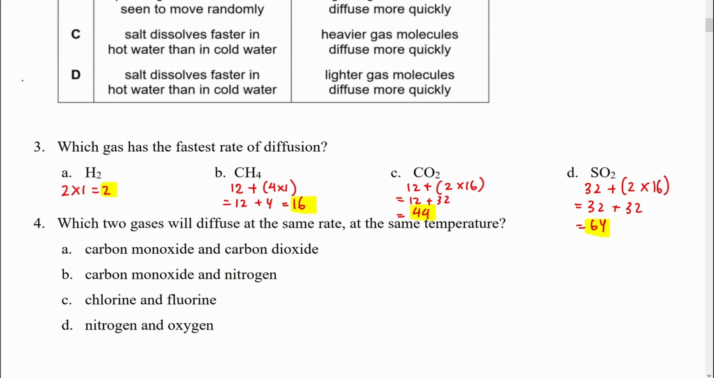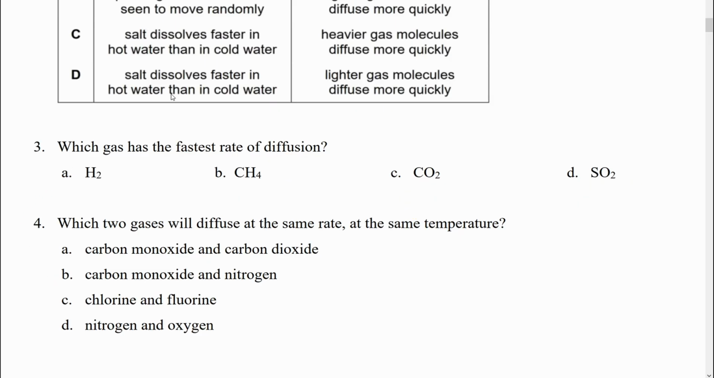Now, which is the smallest mass? The smallest mass is H2, which means H2, hydrogen, is going to be the fastest rate of diffusion because it is the lightest, the smallest value of molecular mass. So the answer is A. Question 4. Which two gases will diffuse at the same rate at the same temperature? If we are talking about the same rate, it means they will have the same molecular mass.